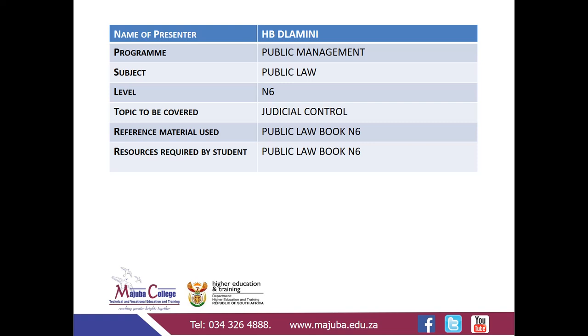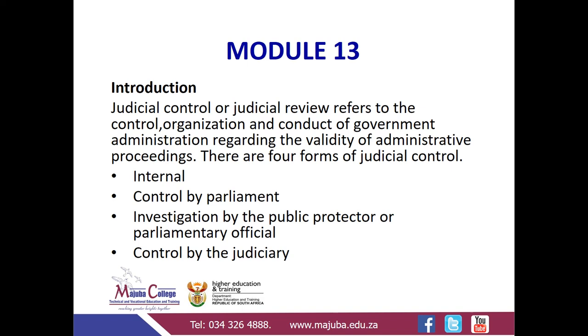Judicial control, or judicial review, refers to the control, organization, and conduct of government administration regarding the validity of administrative proceedings. There are four forms of judicial control. There's internal control, control by parliament, investigation by the public protector or parliamentary official, and control by the judiciary.